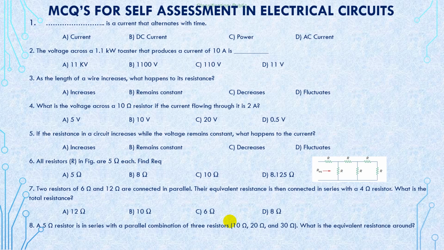The easy way, when more than 2 resistances are in parallel, is what I told you: make 1 by each resistance, add them, then again take 1 by the result. So, what is 1 by 10? 0.1. What is 1 by 20? 0.05. So this is 0.1, this is 0.05. Then 1 by 30, some 0.033 will come.